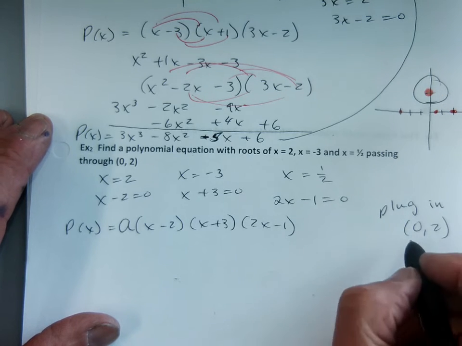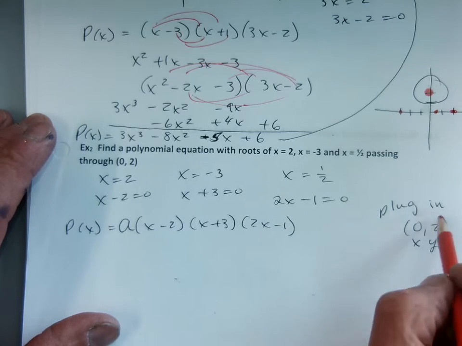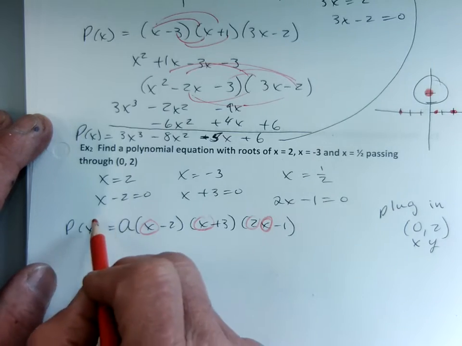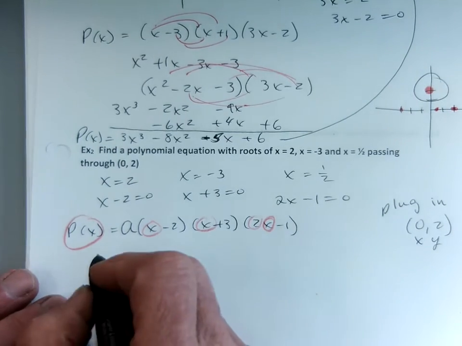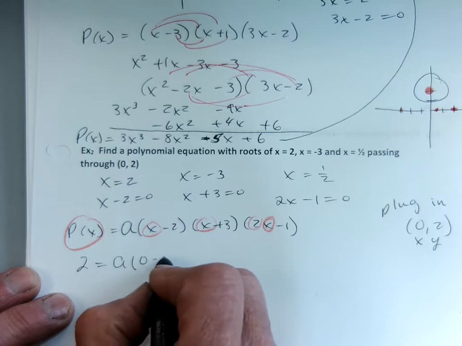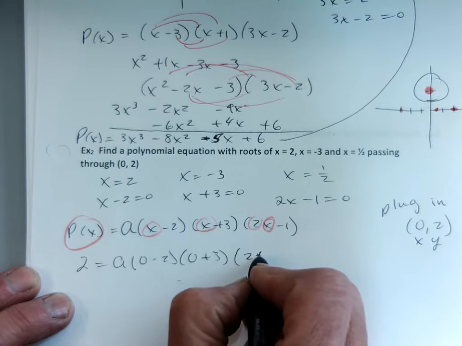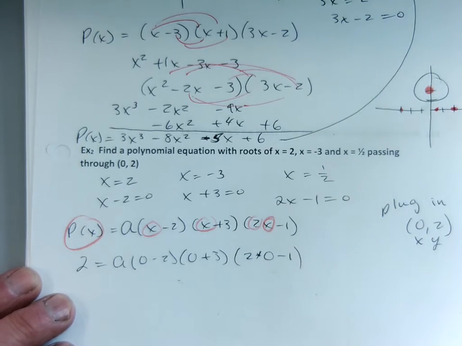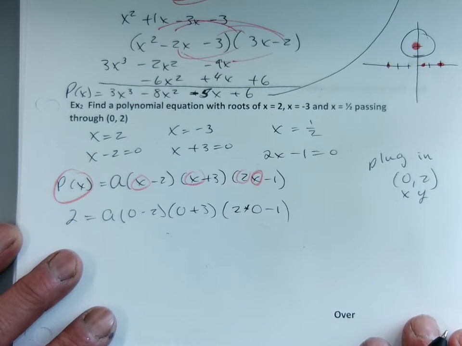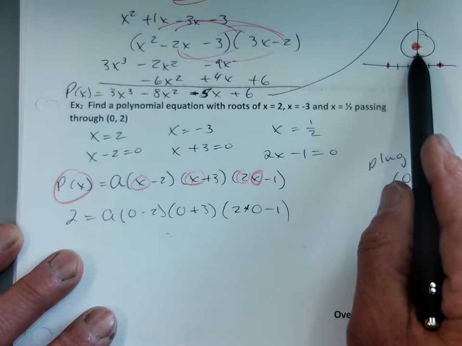All right, so every point has an x and a y value. So we're going to plug my 0 in for all my x's, and we'll plug my 2 in for my y. So I'm going to rewrite this as 2 equals A times (0 minus 2), (0 plus 3), and (2 times 0 minus 1). We want to find the value of A because it will give the shape of the curve. It'll also make the curve go through the point 0, 2.